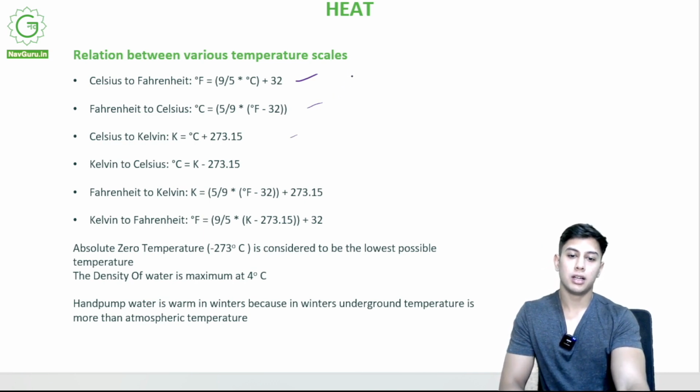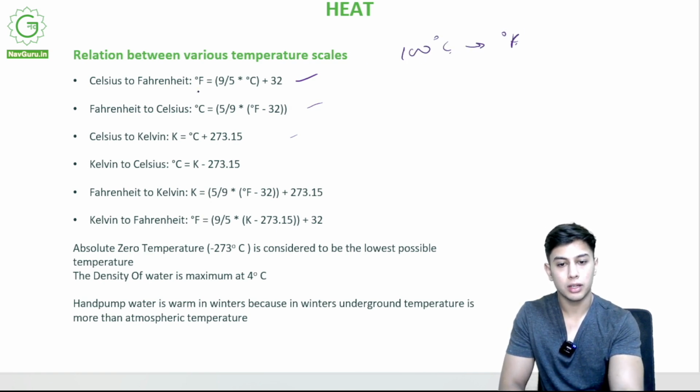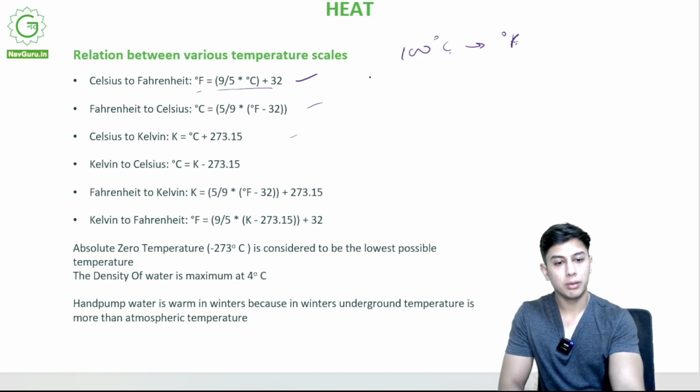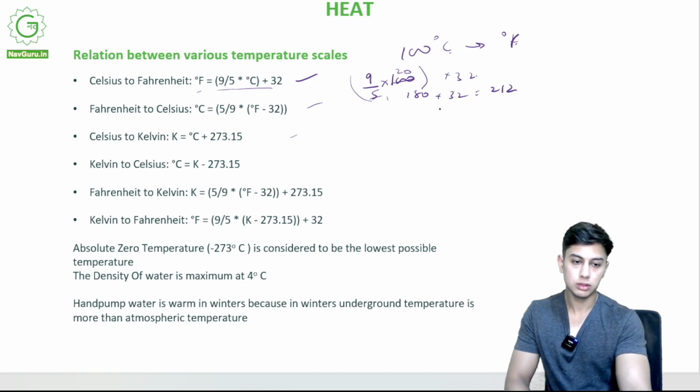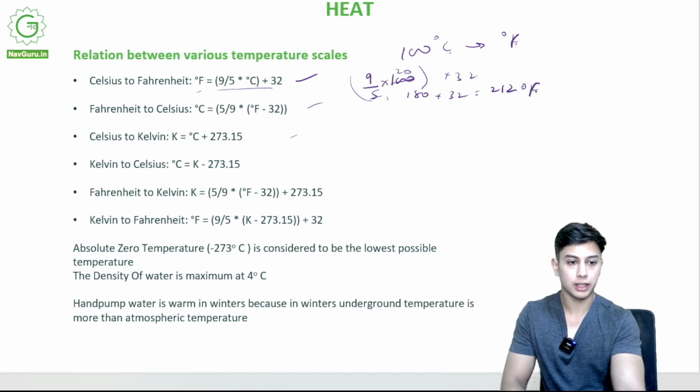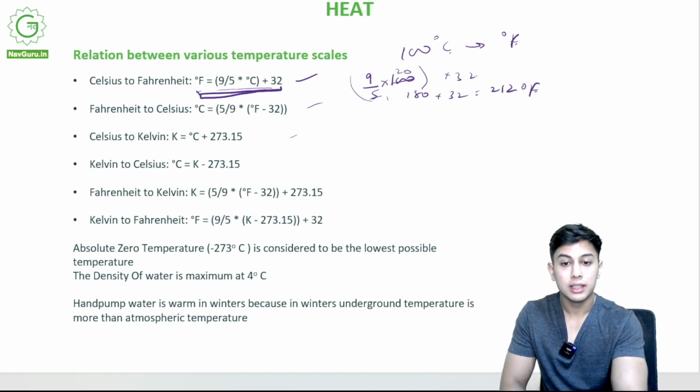Supposedly I had 100 degrees Celsius. I want to convert this to degrees Fahrenheit. This is the formula. I will multiply the degrees Celsius by 9 by 5 and add 32. So 100 times 9 by 5 is 180, plus 32, that is 212 degrees Fahrenheit. This formula converts Celsius to Fahrenheit.